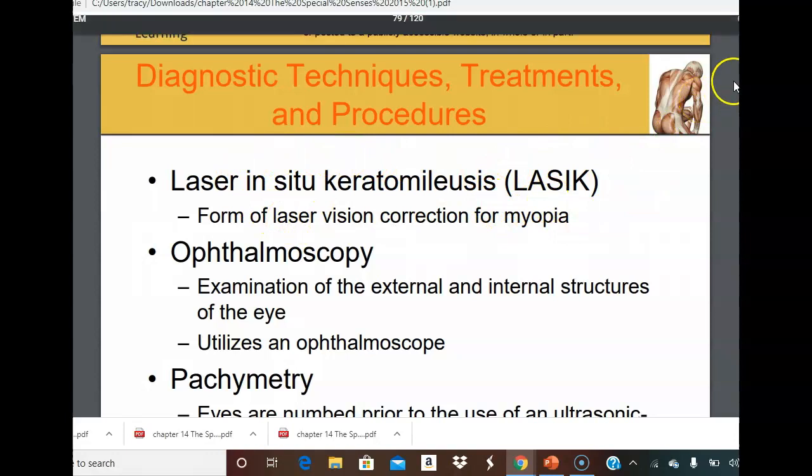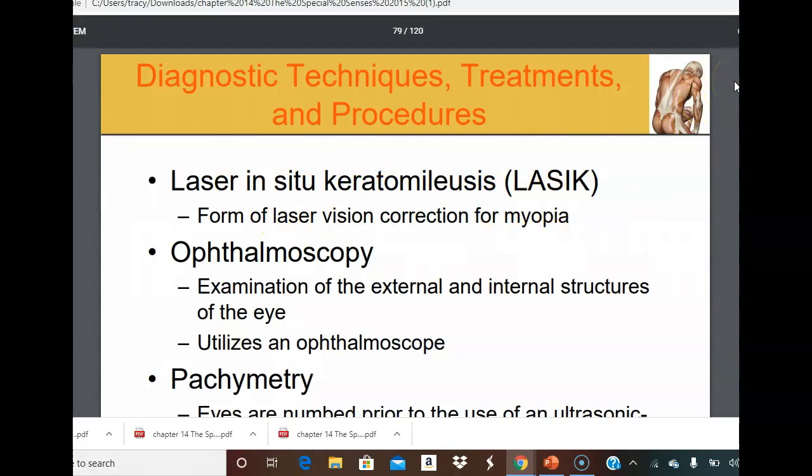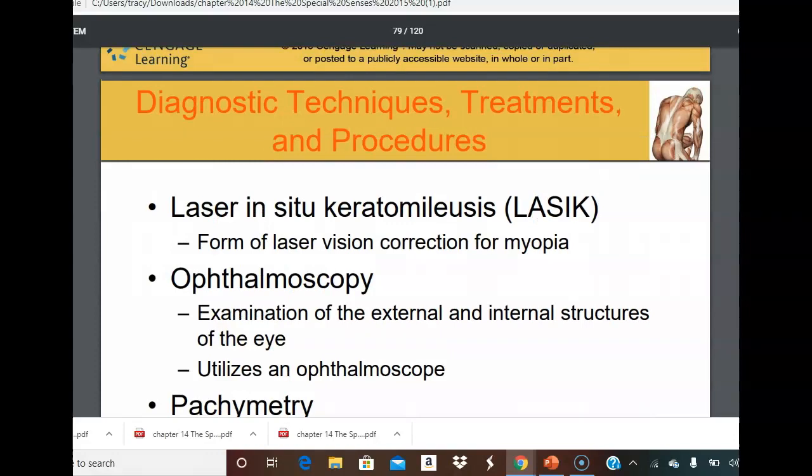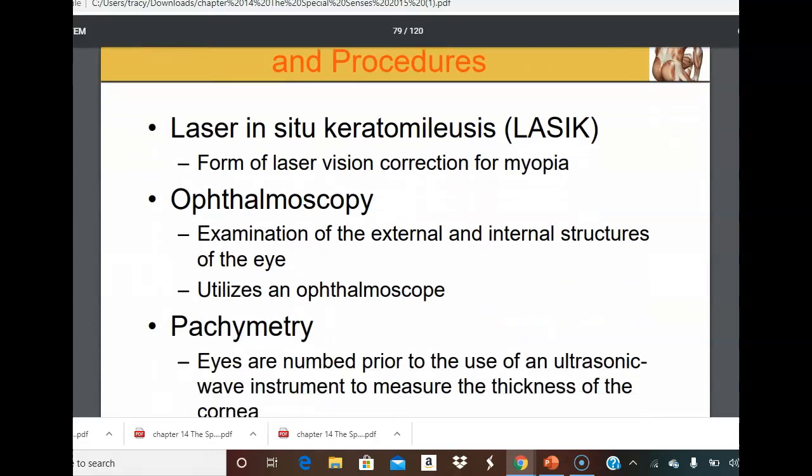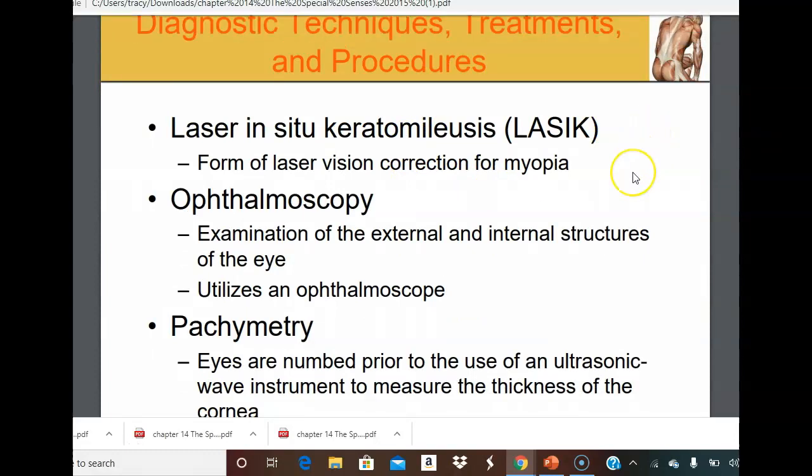This laser in situ is what the LASIK procedure is that we actually do for people that have astigmatism. Radial keratotomy is another one. These are the new procedures that when you have that significant astigmatism or the corneal abnormality that leads to visual issues, if you go through this laser procedure, it can correct certain scenarios.